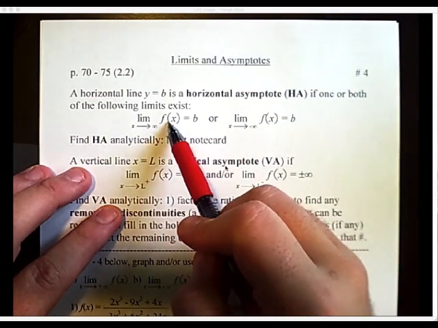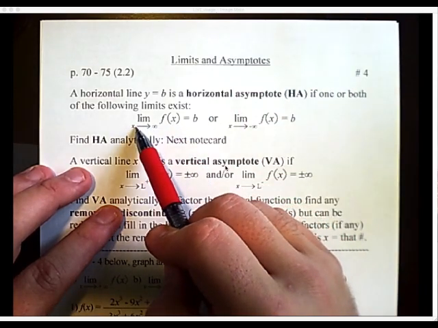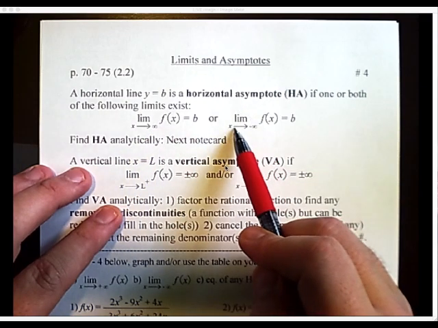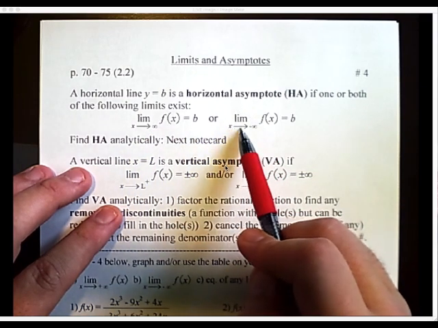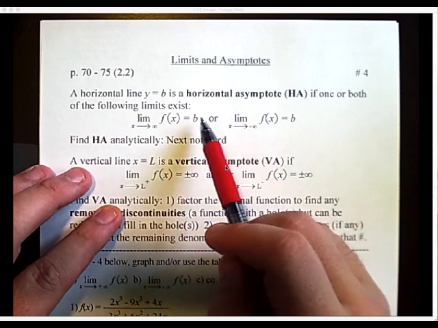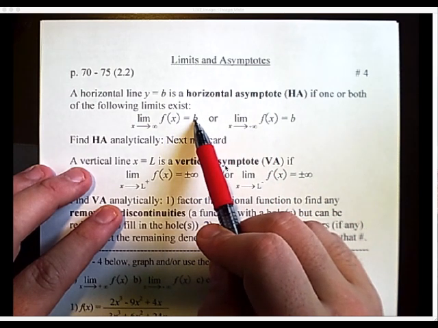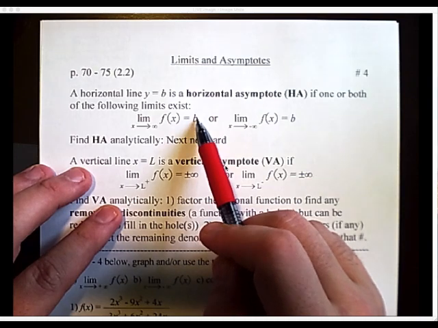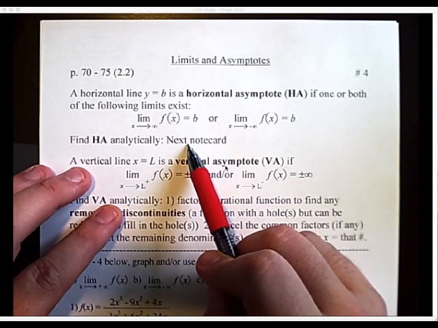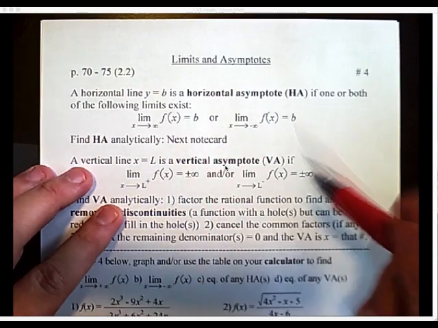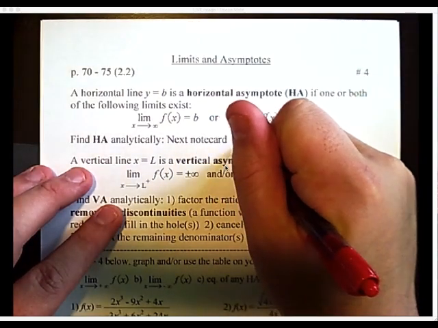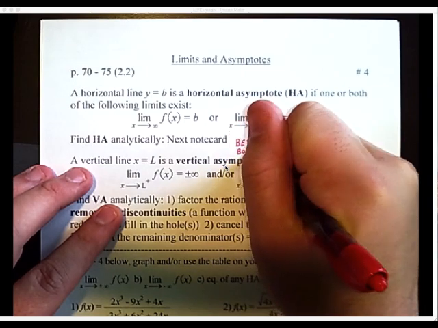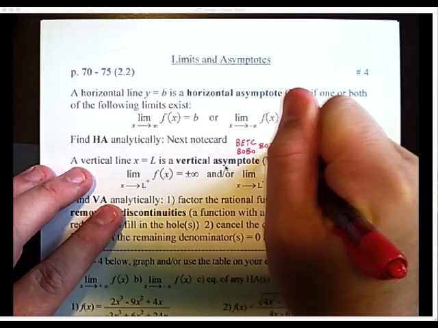So if you look at a function and you look at what happens as x goes towards infinity, and/or as x approaches negative infinity, if it approaches a number, then the line y equals b would be the horizontal asymptote. And in the next note card, we'll find analytical strategies. These analytical strategies are called BEDSIT, BOBO, and BOTU, but that's going to be in the next note card.